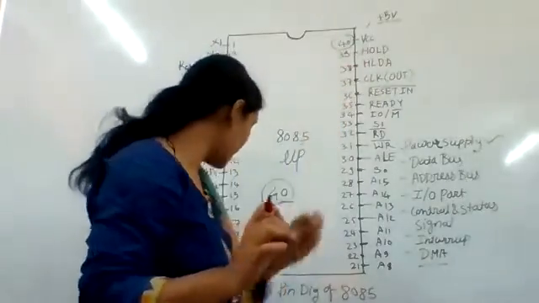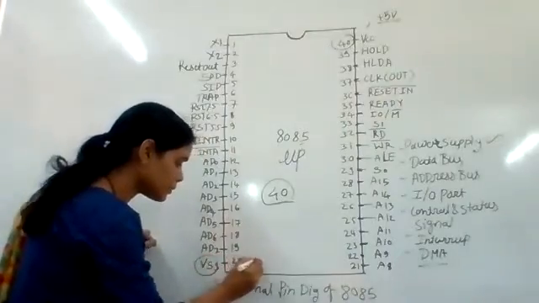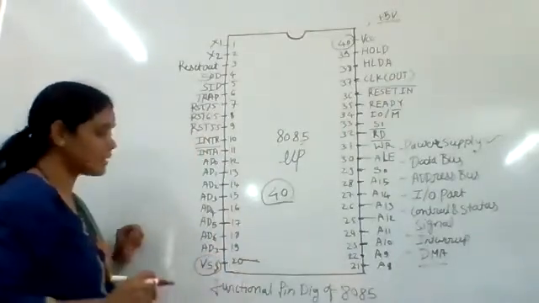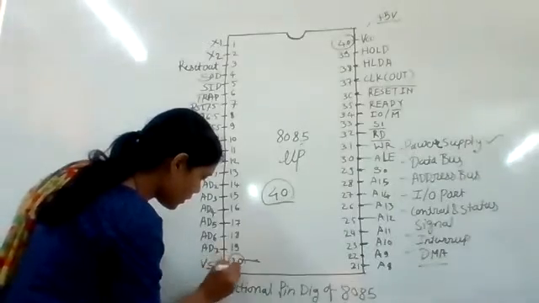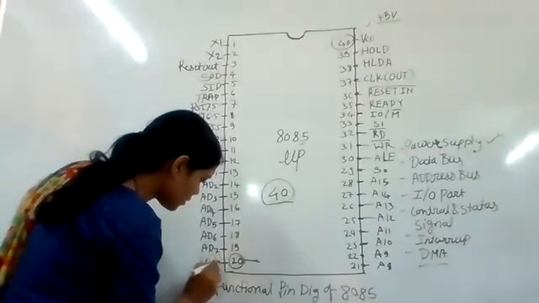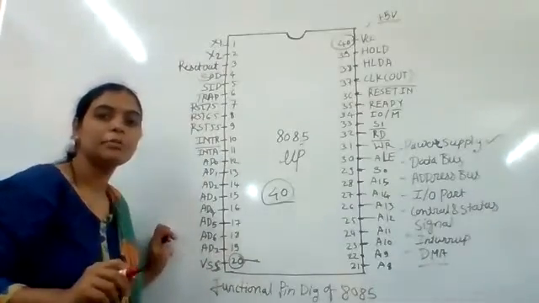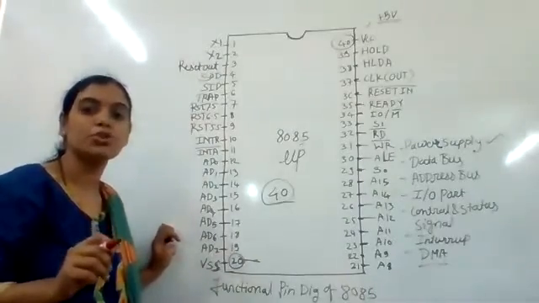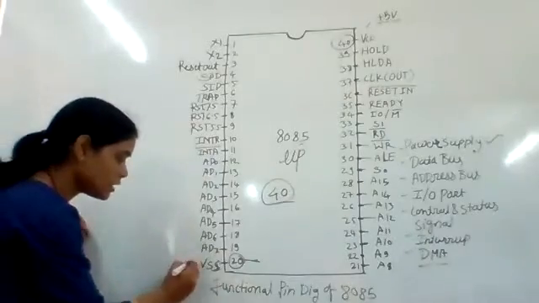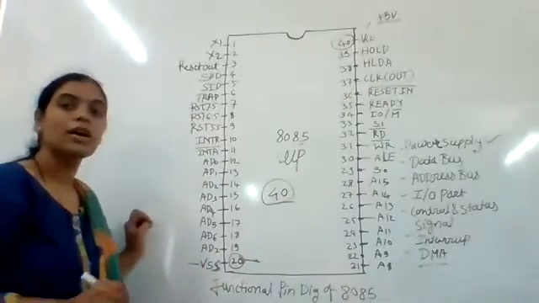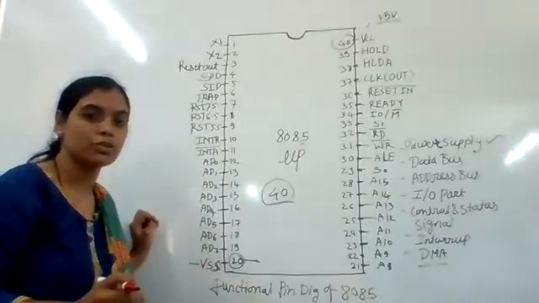Then next is VSS, pin number 20. This pin shows the ground connection of the microprocessor.